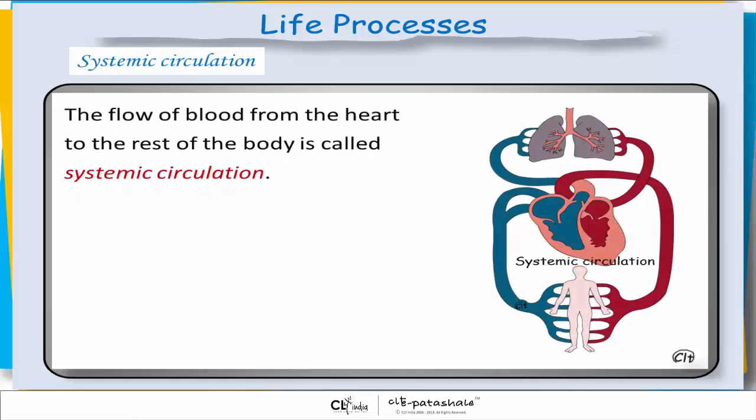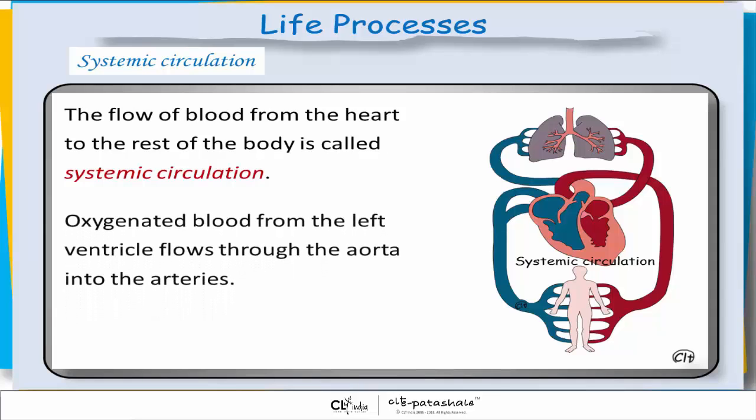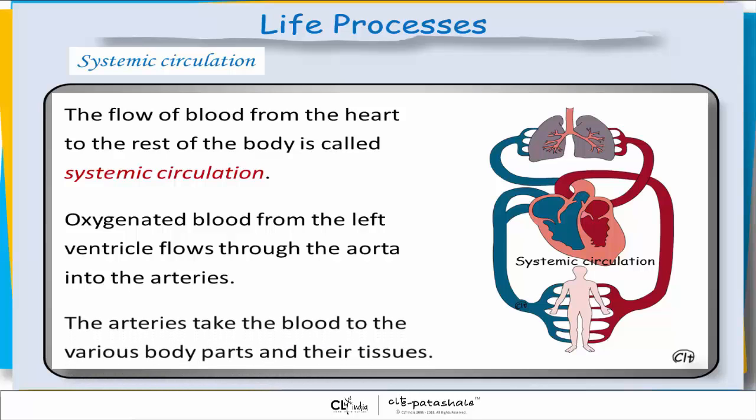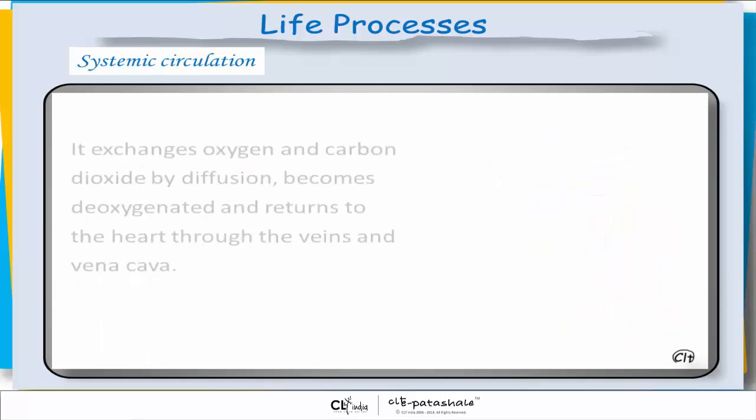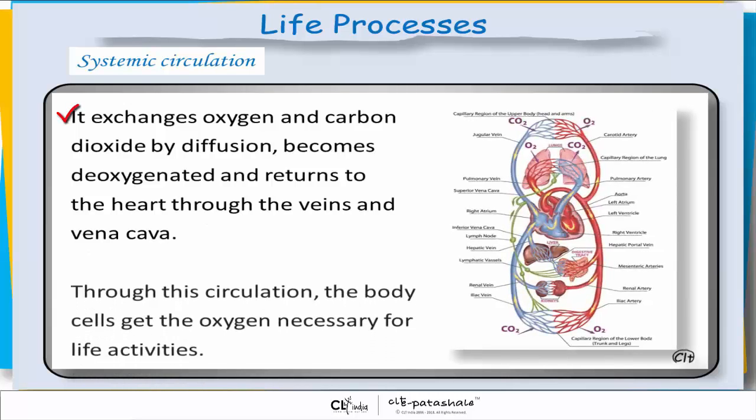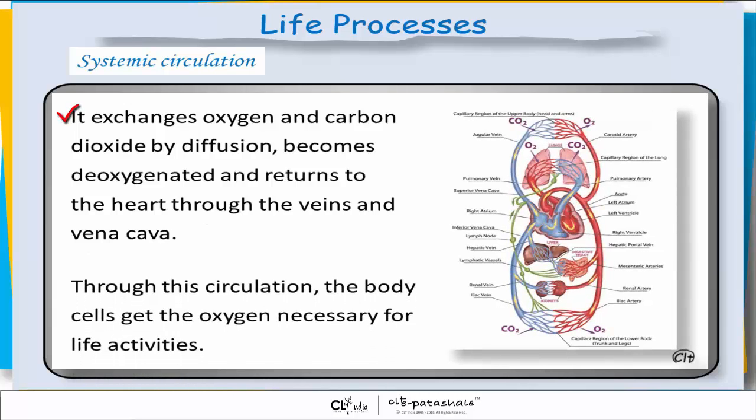The flow of blood from the heart to the rest of the body is called systemic circulation. Oxygenated blood from the left ventricle flows through the aorta into the arteries. The arteries take the blood to the various body parts and their tissues. It exchanges oxygen and carbon dioxide by diffusion, becomes deoxygenated and returns to the heart through the veins and vena cava. Through this circulation, the body cells get the oxygen necessary for life activities.